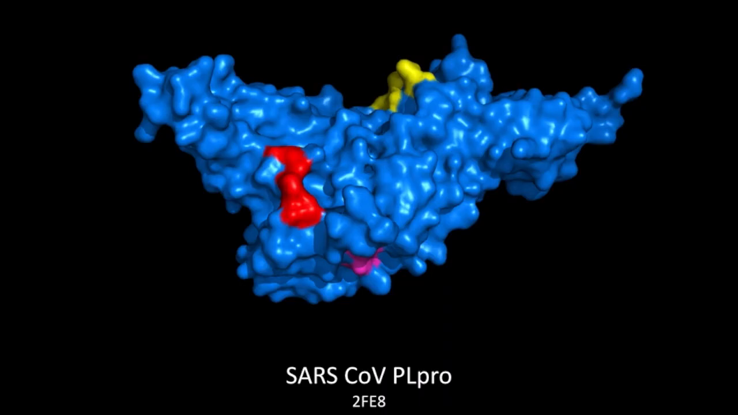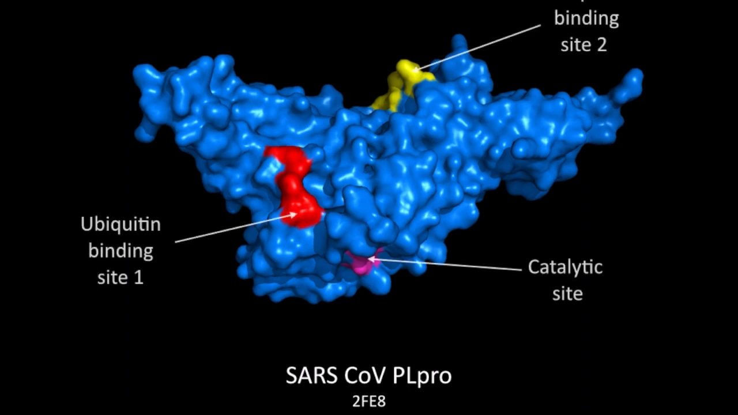PLpro is also involved in hydrolyzing ubiquitin and ISG15. Besides the active site, PLpro has two other ubiquitin binding subsites, which gives SARS-CoV PLpro additional specificity to ubiquitin. Because PLpro proves to be vital in SARS-CoV replication and protection against immune response, it has been targeted in research.